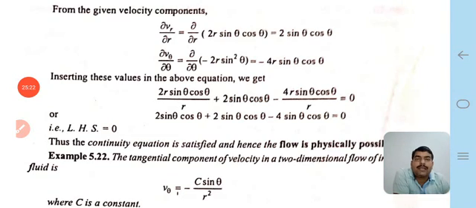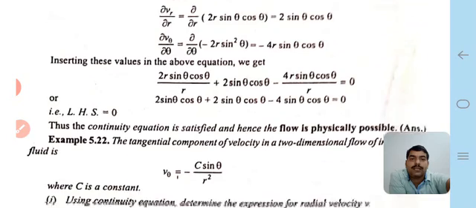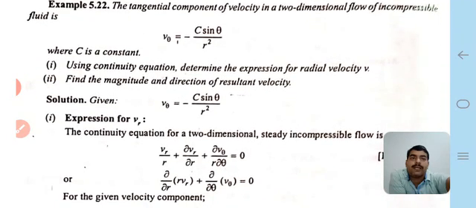Now we come to the last example. Another type of example: the tangential component of the velocity in a two-dimensional flow of incompressible fluid is V theta is equal to minus c sin theta upon r square, where c is a constant. First, using the continuity equation, determine the expression for radial velocity Vr, and second, find the magnitude and direction of the resultant velocity.